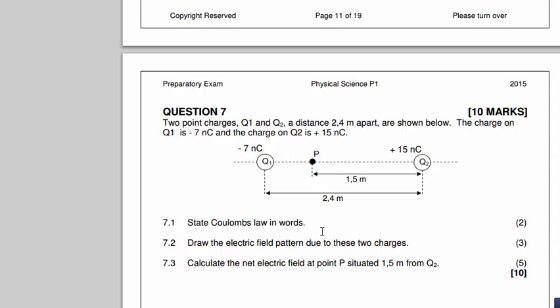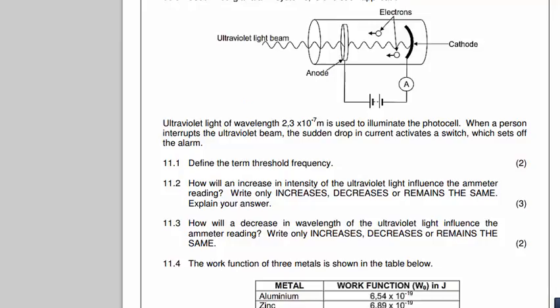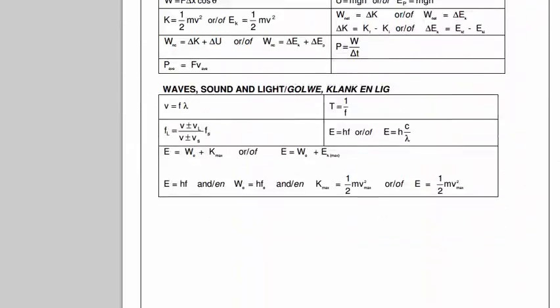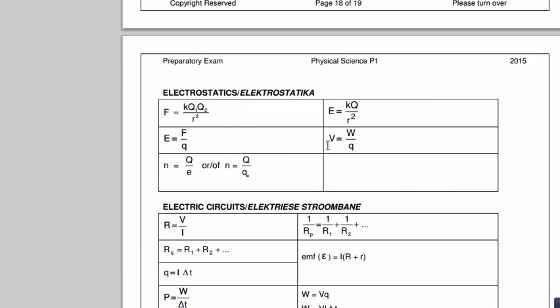Okay. The first one states Coulomb's law in words. Coulomb's law is just saying that the force experienced by two charges, it's literally looking at this formula and saying the force between two charged particles is directly proportionate to the charges on each particle and inversely proportionate to the distance between them squared, or the square distance between them. So literally just stating that expression in words.